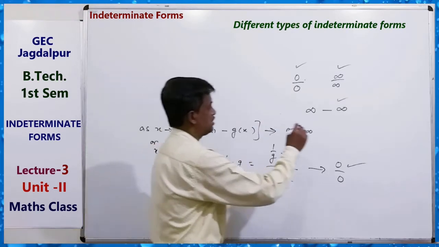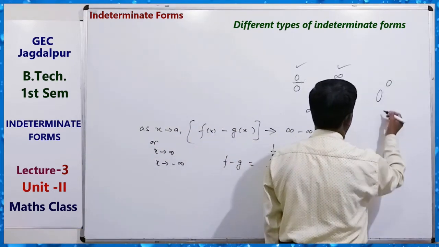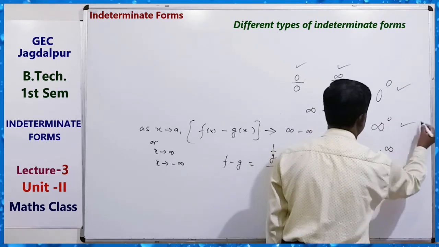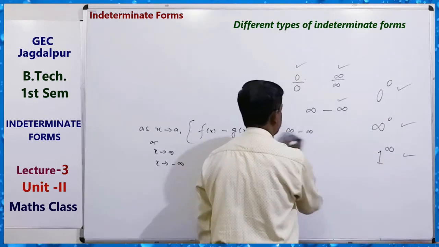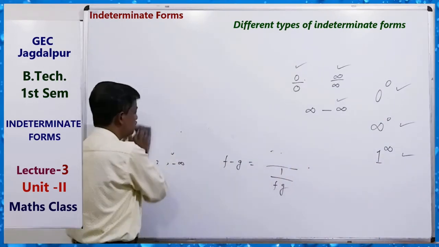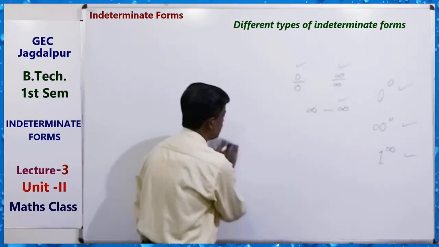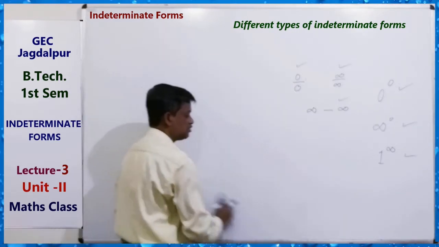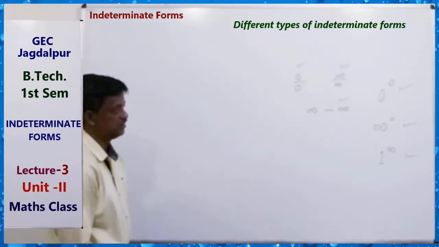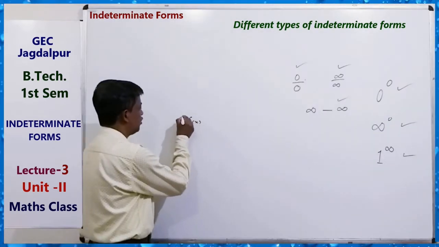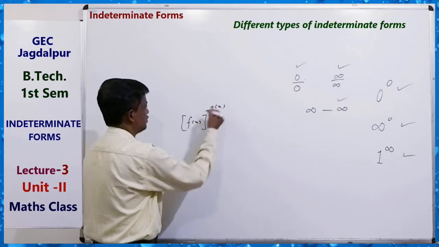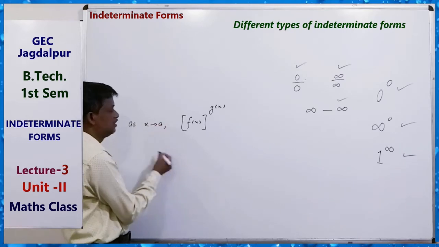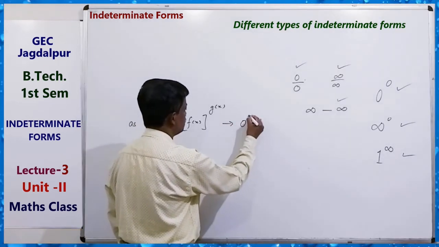Another form is what? Like 0 power 0, infinity power 0, and 1 power infinity. All are indeterminate forms. So here, 0 power 0 means what? Power is involved, which means we can take the logarithm. Suppose fx power gx, and as x tends to a, this tends to 0 to the power 0.